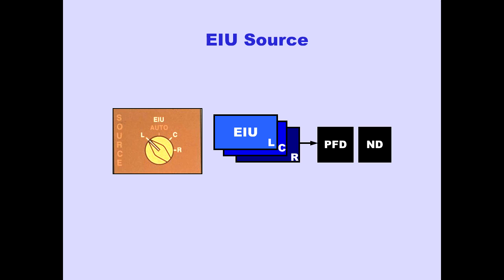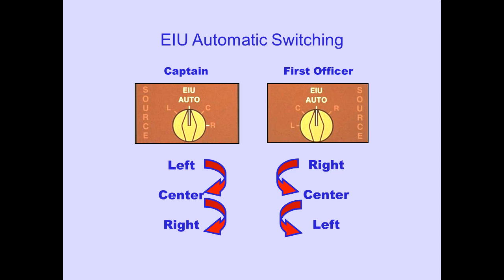The EIU Source Selector is used to select which EFIS ICAS interface unit is providing processed airplane systems information to the PFD and ND. The left, center, or right EIU can be selected. The EIU Selector also has an auto position. The auto position allows automatic selection of an operable EIU if an EIU fails.